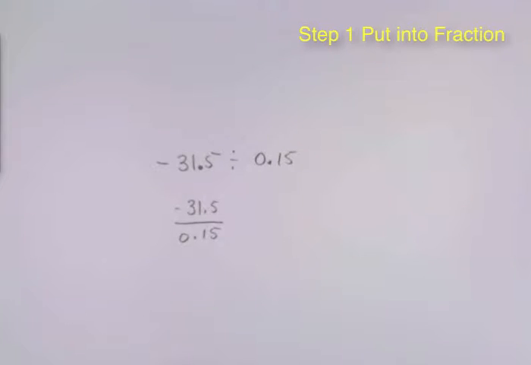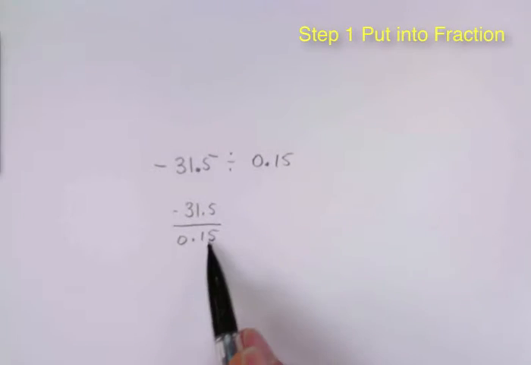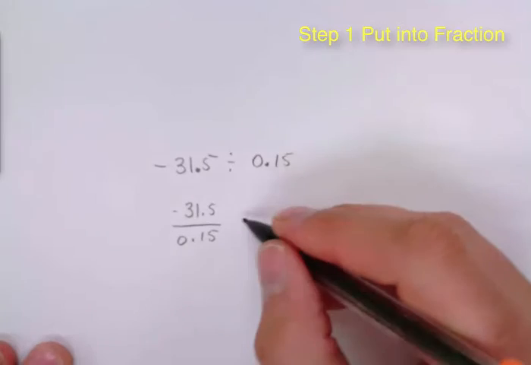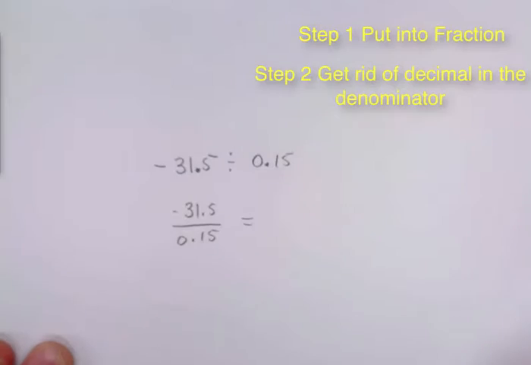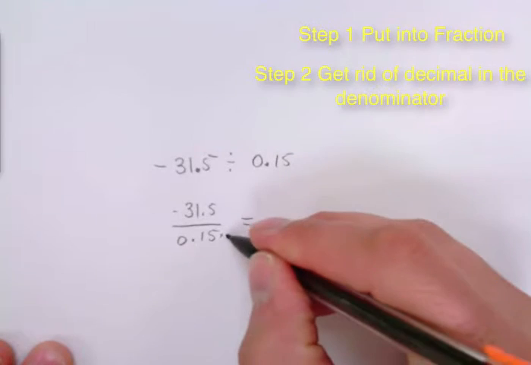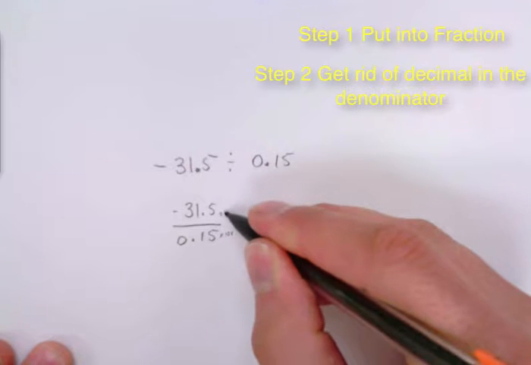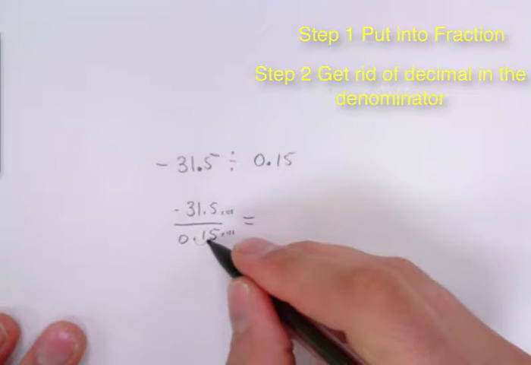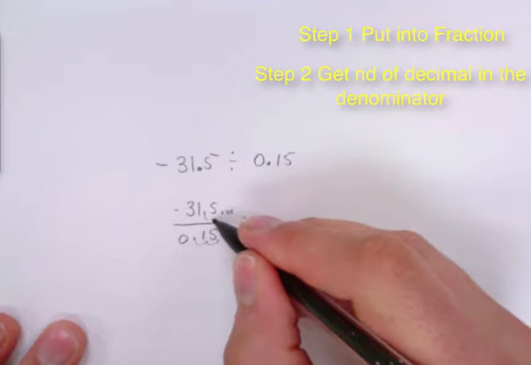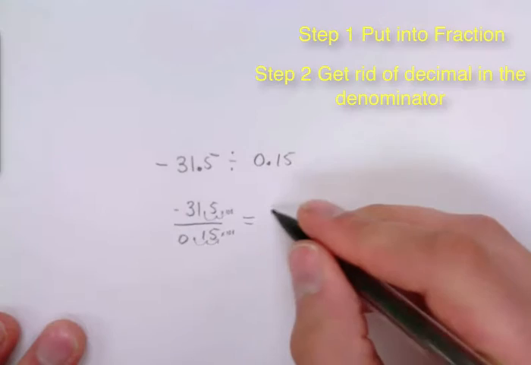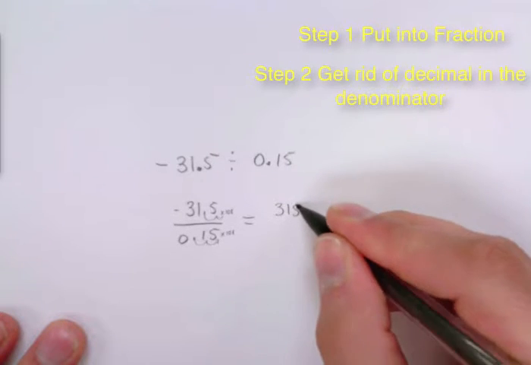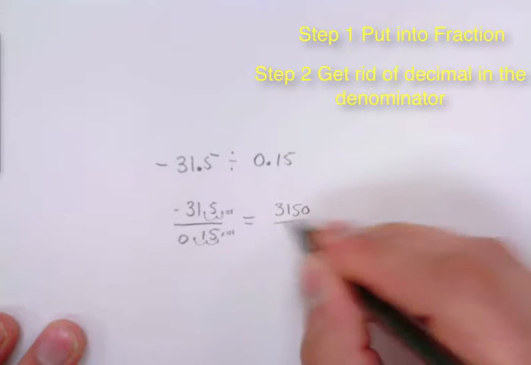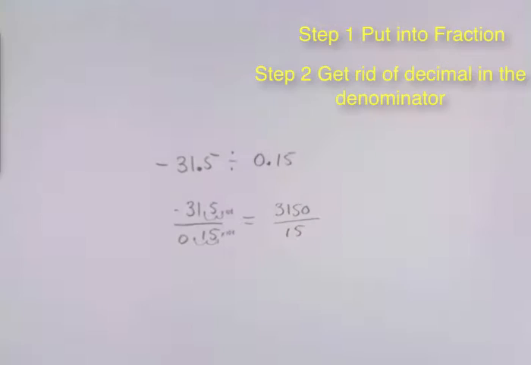Now I look at this. Once again, I do not want my denominator to be a decimal. I want it to be a whole number. So in this case, I'm going to times it by 10 twice, or times it by 100. By timesing both by 100, I'm moving the decimal places over twice, and here I'm moving the decimal place over twice as well. So I'm going to end up getting 3,150 divided by 15. Okay?